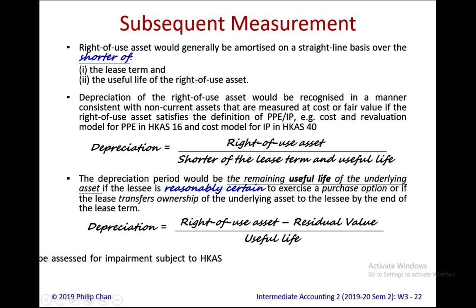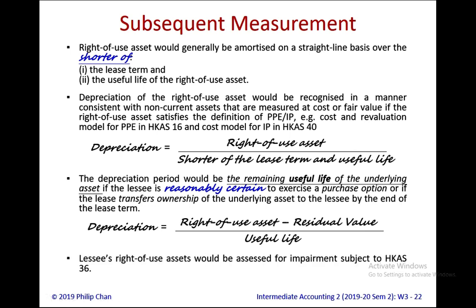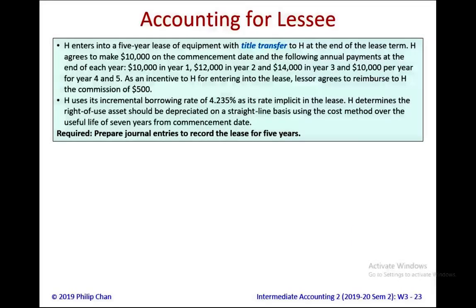Okay, and the lessee's right of use assets would also be eligible for impairment testing, subject to Hong Kong AS36. Right then, let's have a look at two examples, and hopefully you will be able to understand how to account for lessees during the term of the lease.